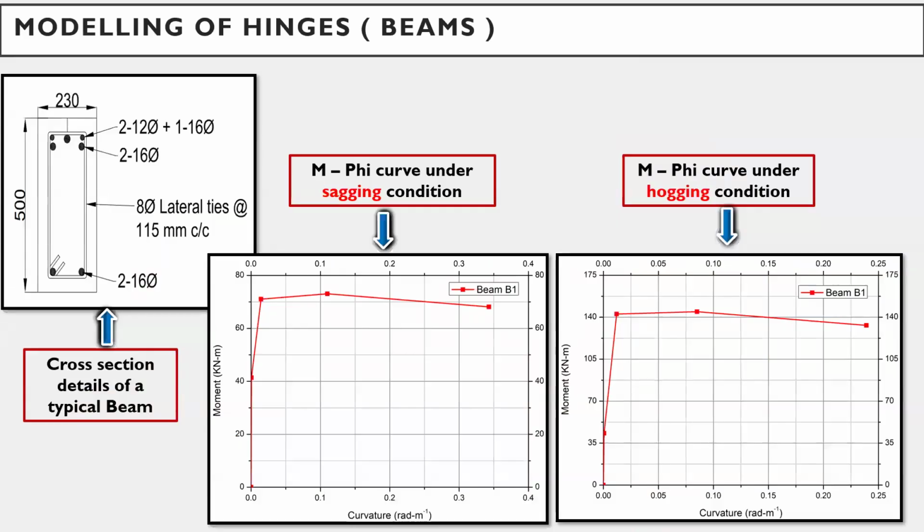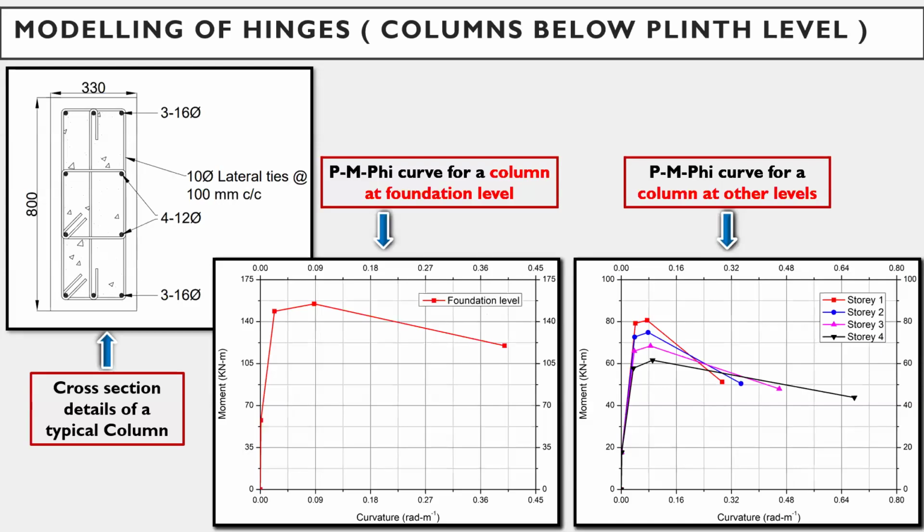This is a typical cross section of a beam, and the M-phi curve under sagging condition and the M-phi curve under hogging condition are shown in these two figures. This is basically an input to SAP 2000 for carrying out nonlinear seismic pushover analysis. This slide shows the M-phi curve for column members at foundation level and at other story levels, that is story level 1, 2, 3, 4.